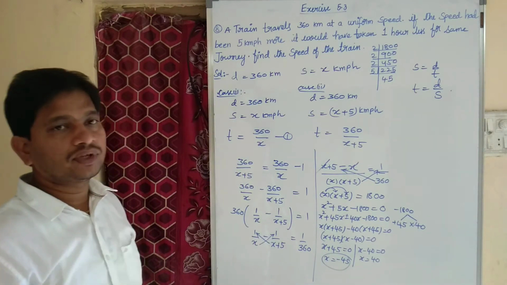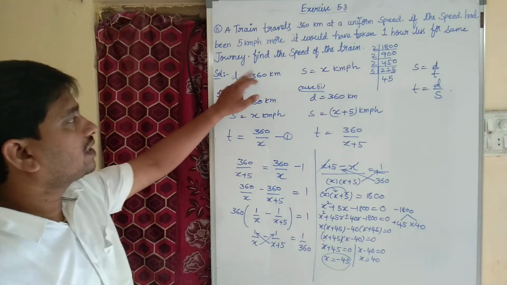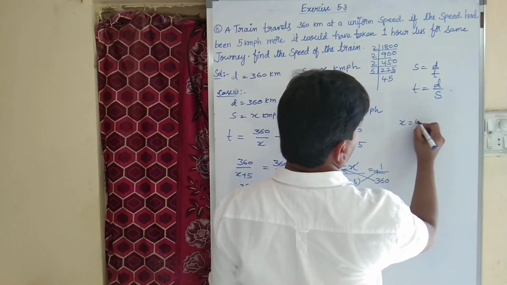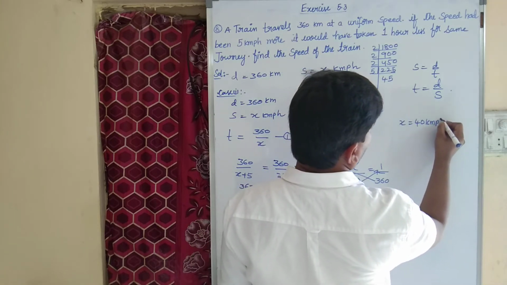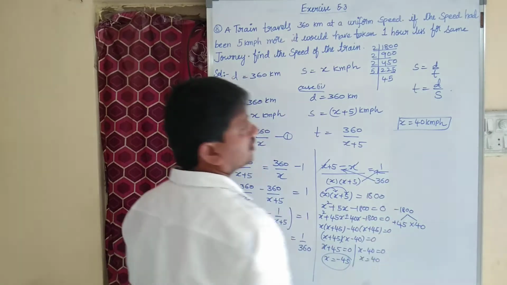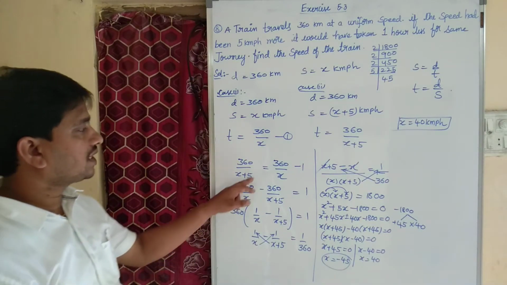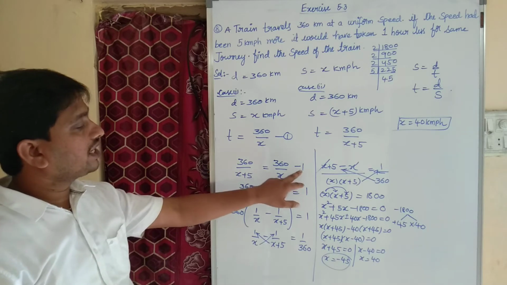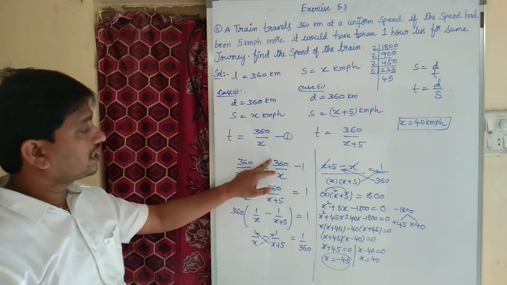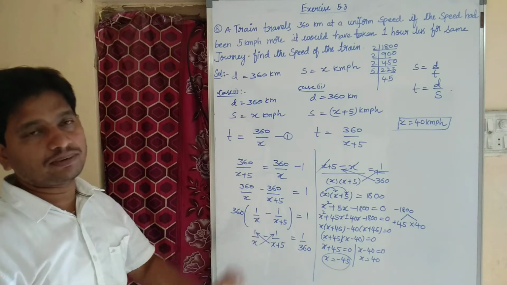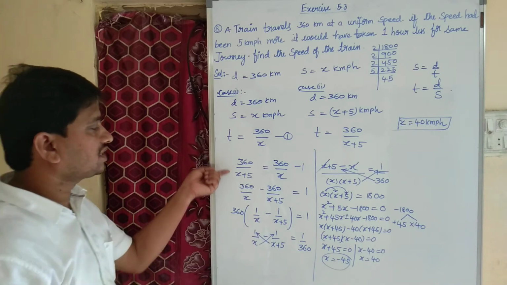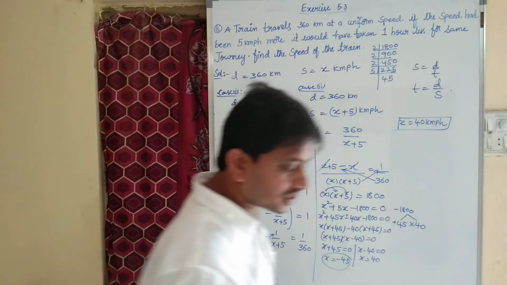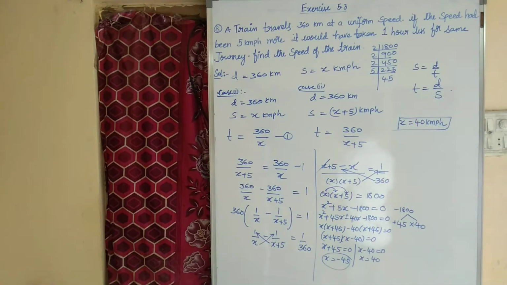What we got as x value? The x value is 40. Then what is the speed of the train? The speed of the train is x equals 40 km per hour. Children, did you understand this statement? When it is traveling with x plus 5 km per hour, it would have taken 1 hour less time to cover the same distance than when traveling with x km per hour. That is the reason 360 by x plus 5 equals 360 by x minus 1. If you understand that statement, everything is just the calculation part.